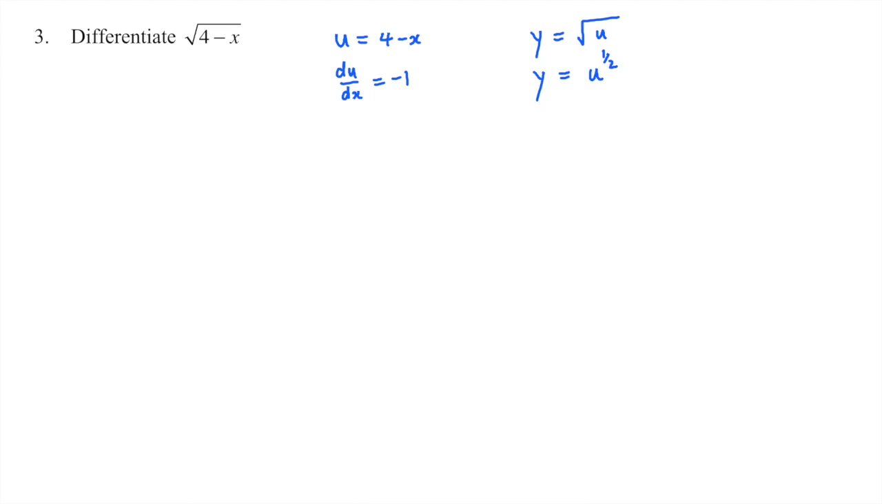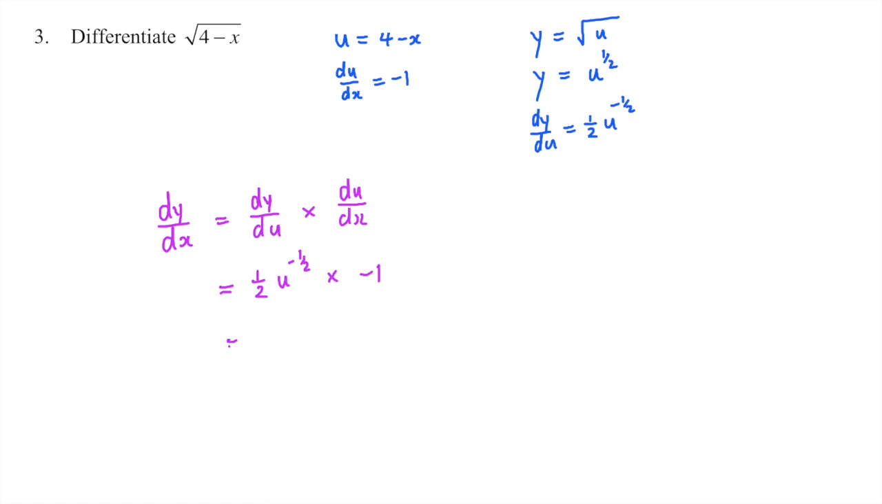If I look at this, the process is the same. dy over du equals, you take that power and times it to the number at the front. Half times the 1 in front is a half. Decrease the power by 1, half take away 1 is minus a half, and we stop. So, dy over dx equals dy du times du dx. dy du is a half u to the minus a half. du dx is minus 1, which becomes a half times, now u is 4 take x, to the minus a half, times minus 1, so I'll just put a minus out the front, and that will do there. That's your derivative.